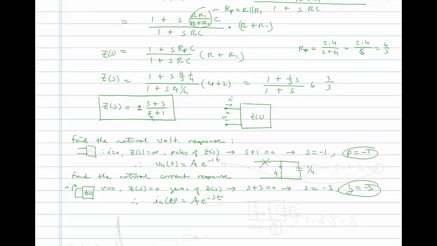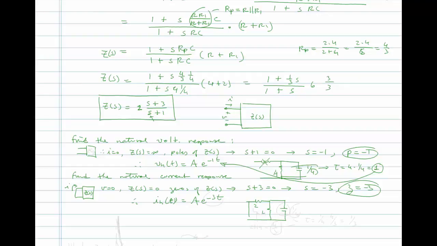So all I have is a 4 ohm resistor and a 1/4 farad cap. This has a time constant equal to 4 times 1/4, which is equal to 1 second. Well, that's exactly what I found here, right? And then in the second case, I'm actually shorting the input, right?